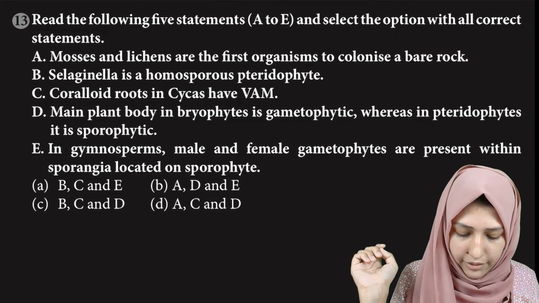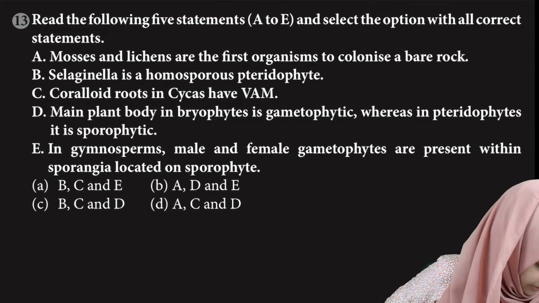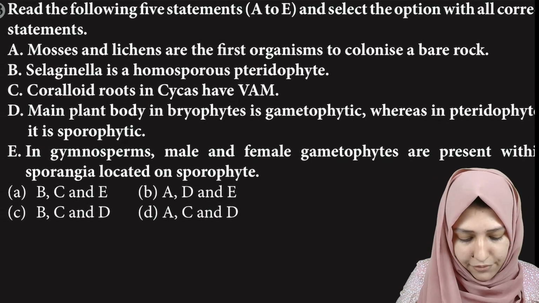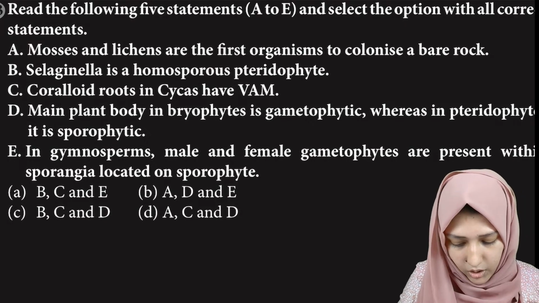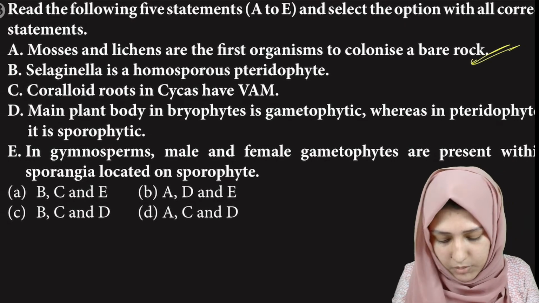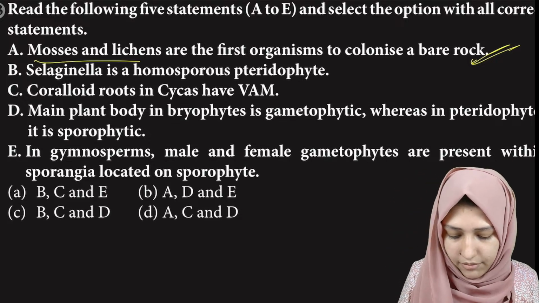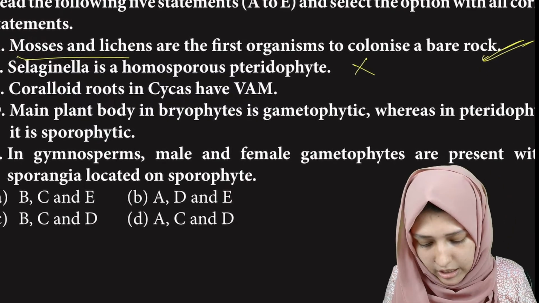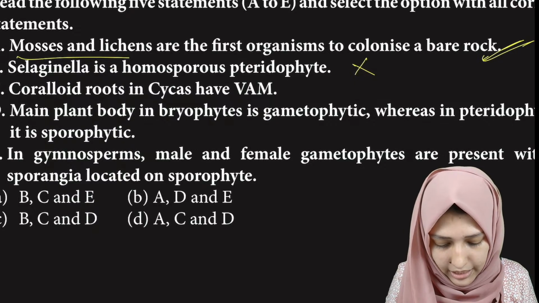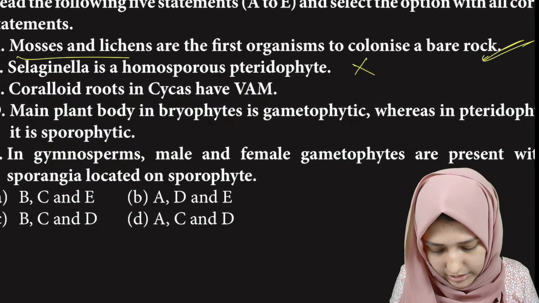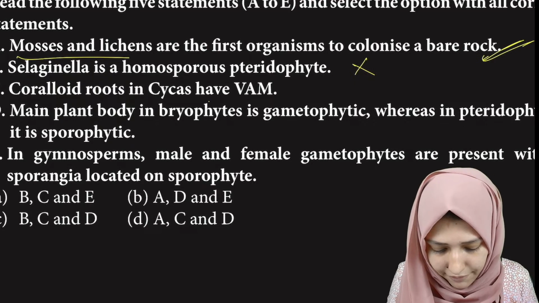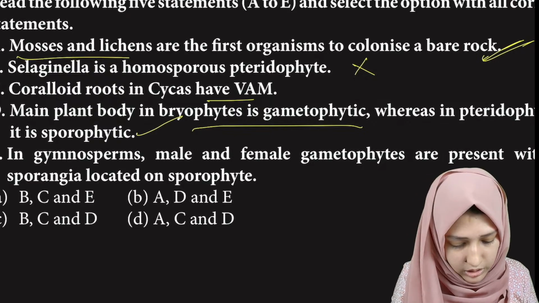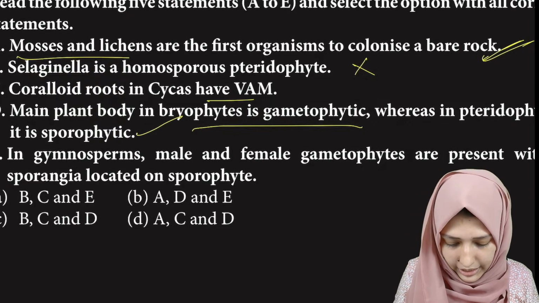Okay, read the following five statements A to E. Mosses and lichens are the first organisms to colonize a bare rock. It is right. They were the first organisms to colonize a bare rock. Then the second one, Selaginella is a homosporous pteridophyte. No, Selaginella is heterosporous. Then coralloid roots are seen in Cycas, and VAM. The main plant body in bryophytes is gametophyte, whereas in pteridophytes it is sporophyte. So this is right. So A and D are right.